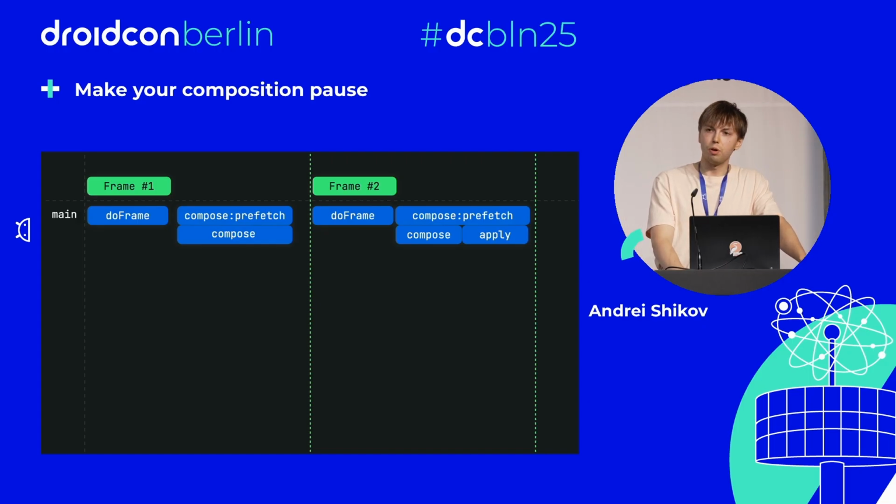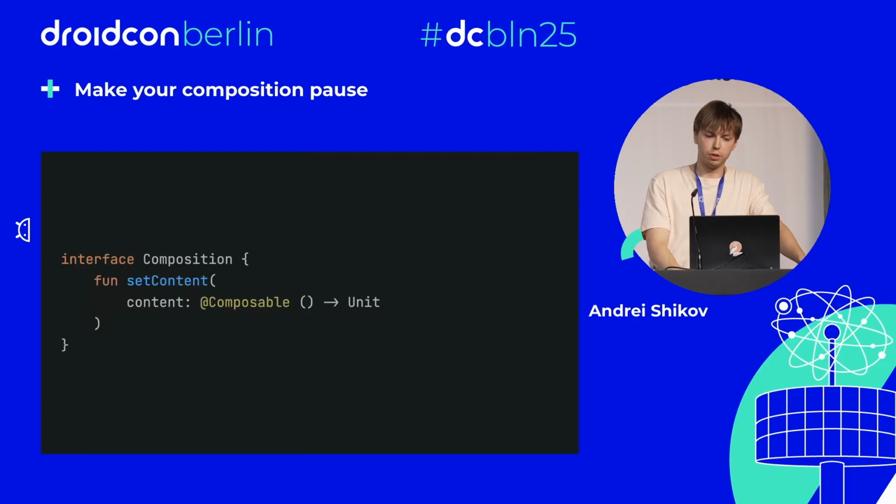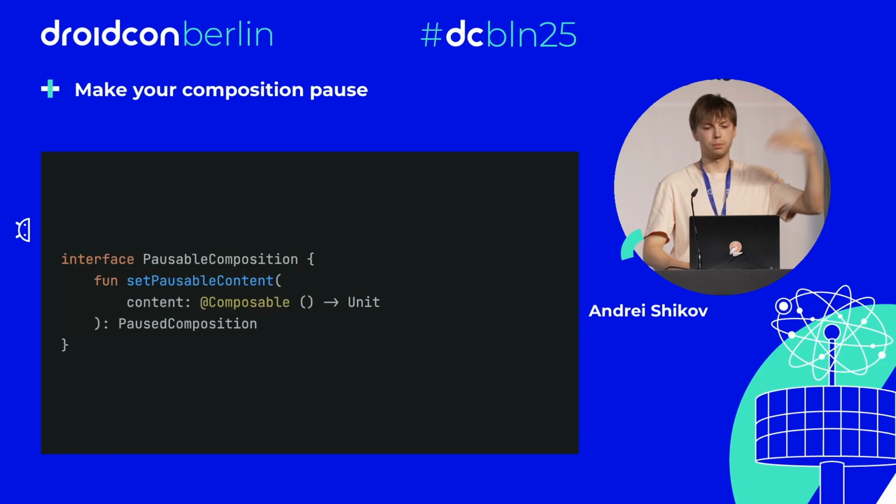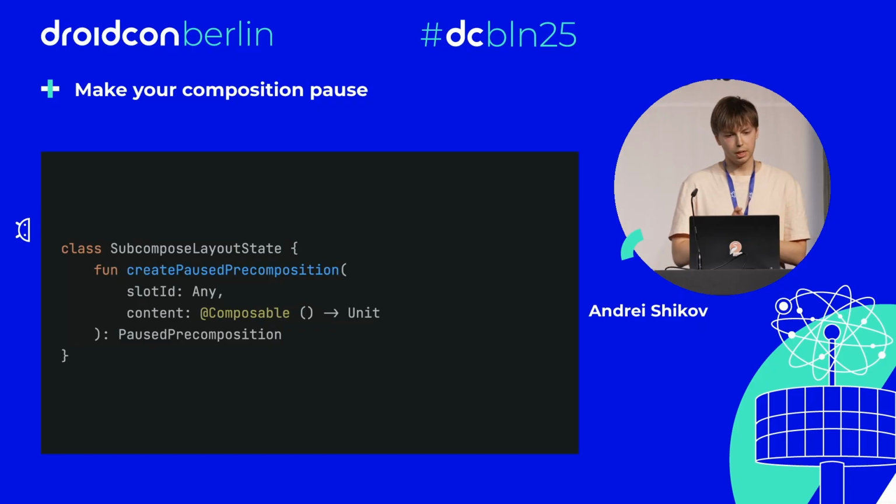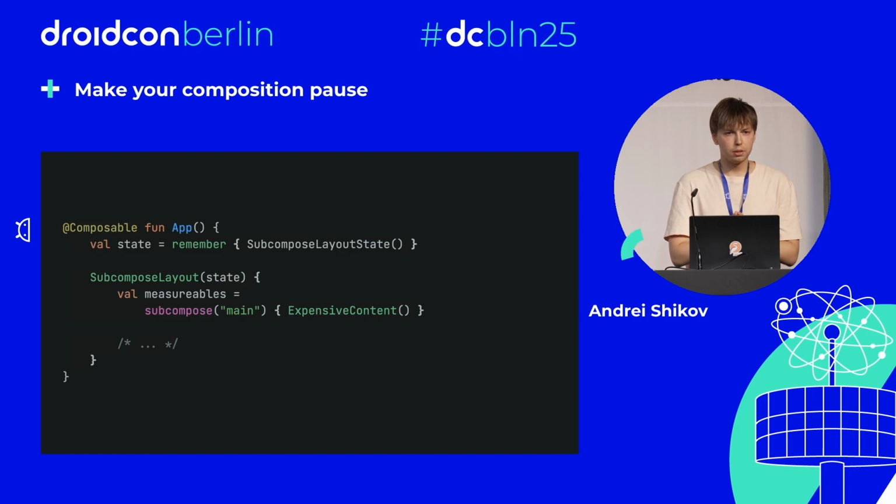Let's look at some actual code and how it works in reality. So instead of doing regular set content, we're doing set pausable content now. Or more realistically, we're not using the runtime really. We're using compose UI, right? Like subcompose layout, all of those things. Well, there is in subcompose layout state, there's a create pausable pre-composition. And let's try to build like a simple feature with that, like prefetch some expensive content that we have in the subcompose layout.